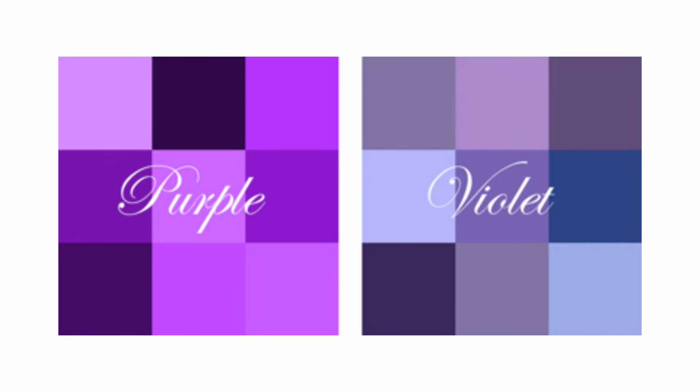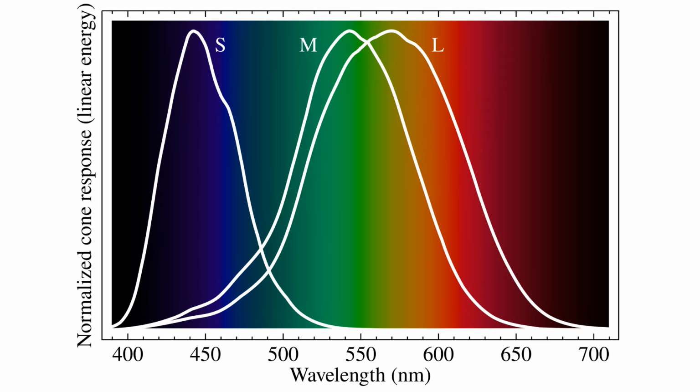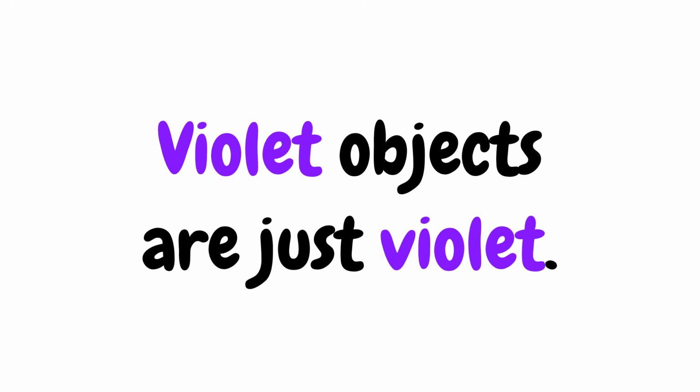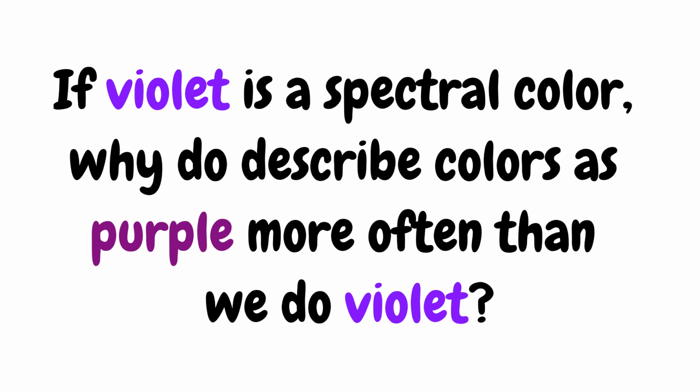Because of that, purple and violet only look similar to humans, since most animals don't share the same receptor cones as humans. To humans, purple objects are red and blue at the same time, whereas violet objects are, well, just violet. And if violet is a spectral color, why do we describe colors as purple more often than we do violet?